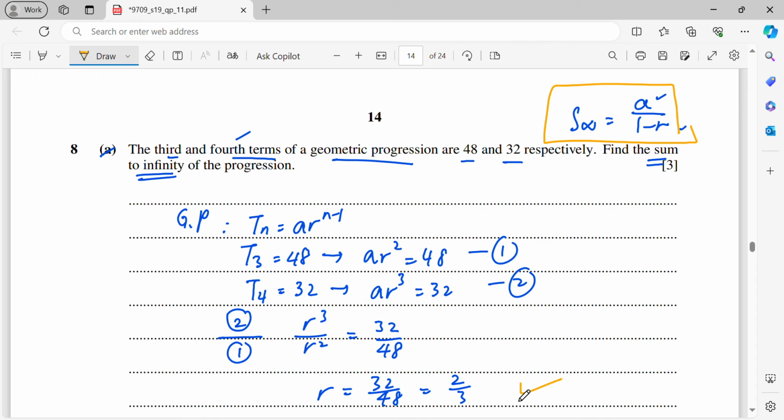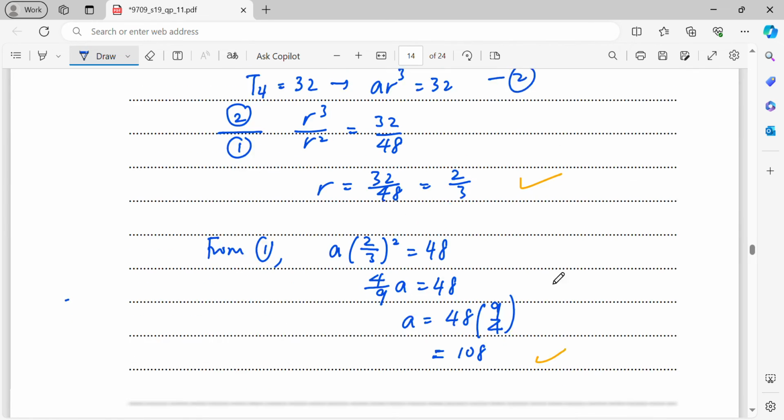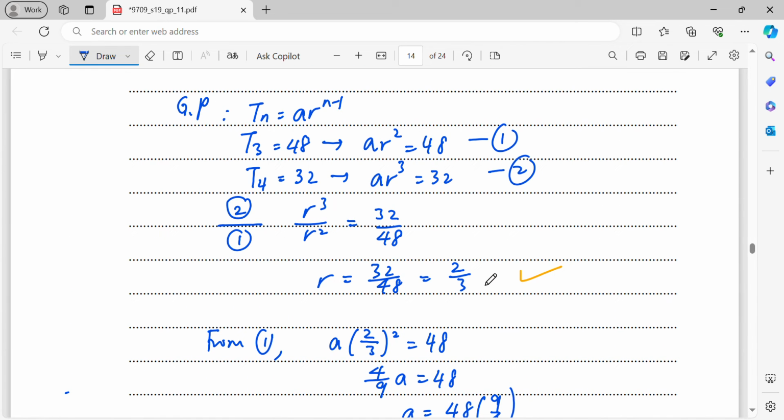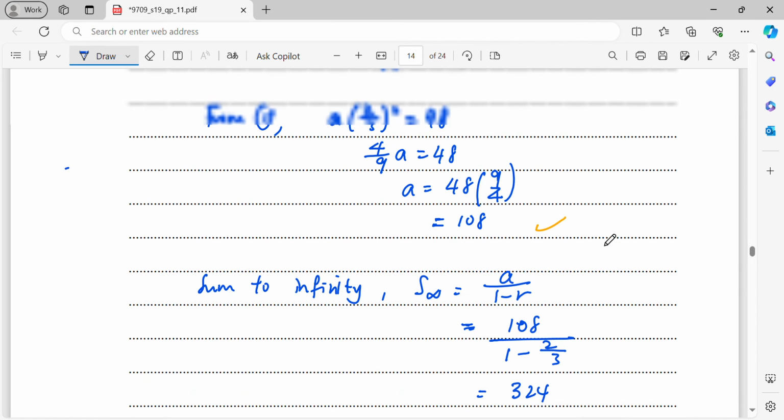Once you have found the R and A, our question is asking for the sum to infinity. Therefore, you just write here sum to infinity is A over 1 minus R. And now you replace the values. A is 108 over 1 minus R, which is 2 over 3. Therefore, you will be getting 324. So that's all for this solution.